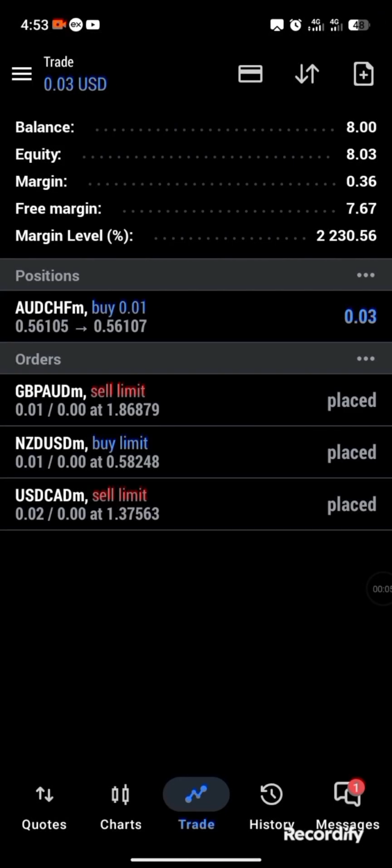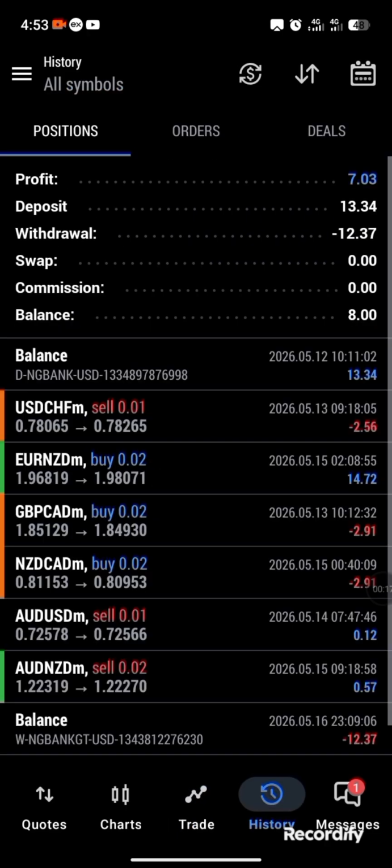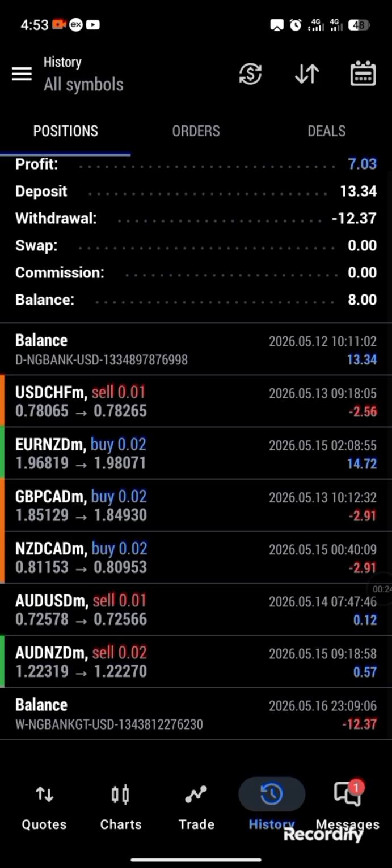So, an update on my $13 account. Let me start by telling you how I managed that $13. This was my history last week. This is my $13 balance last week, and I made a profit of $7 from that $13, but I withdrew $12. Meaning, if I should blow the account now, I'm losing $1.34.